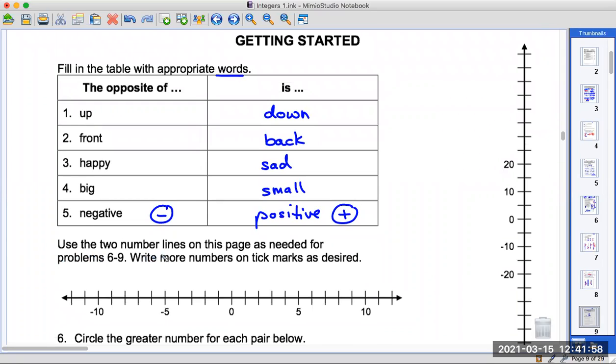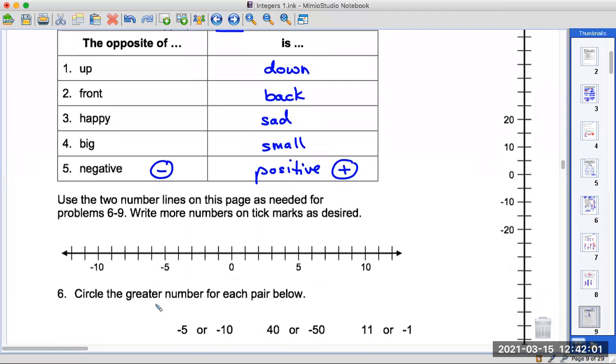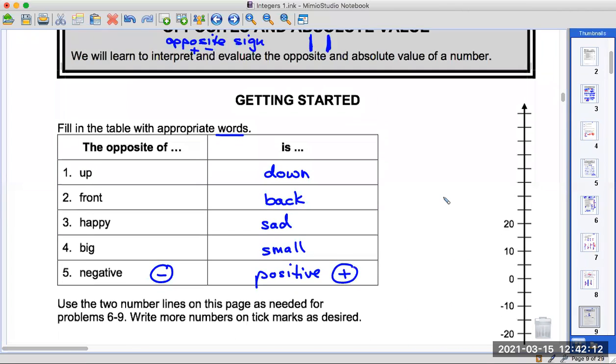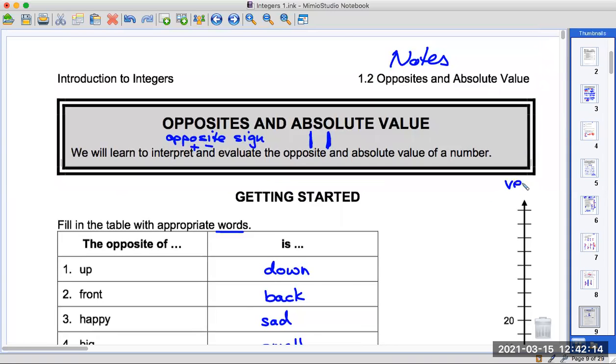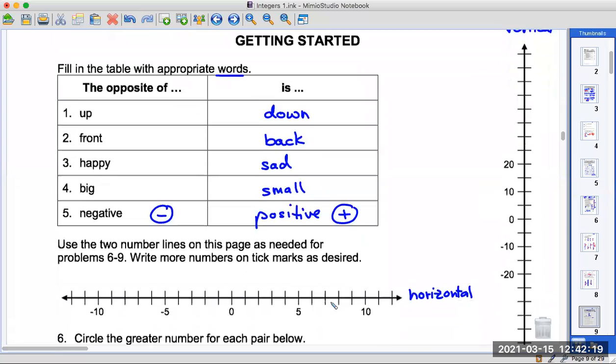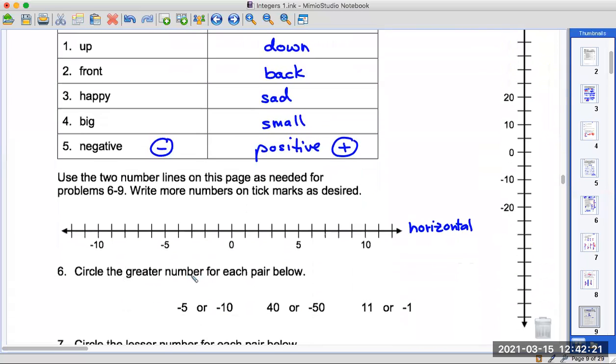And now we're using the two number lines on this page. This is called the horizontal number line. And the vertical, this one is called the vertical number line. We're using those two number lines to circle the bigger number for each pair below. You can kind of look at the number line, or you can already tell which one is bigger.